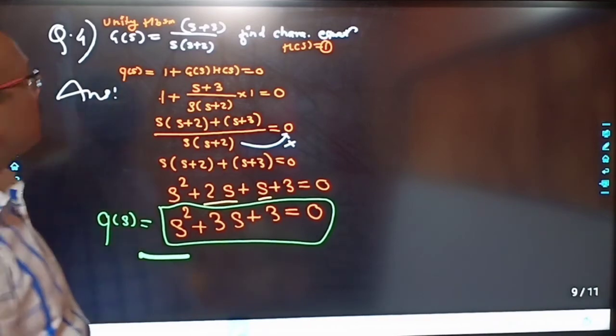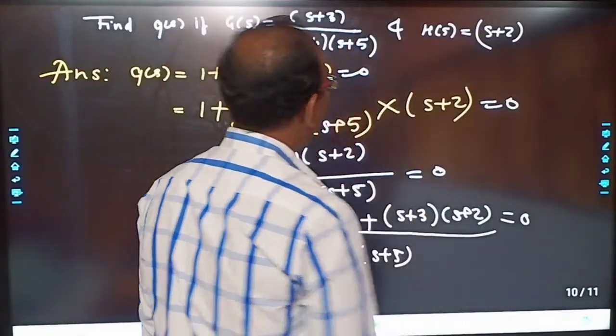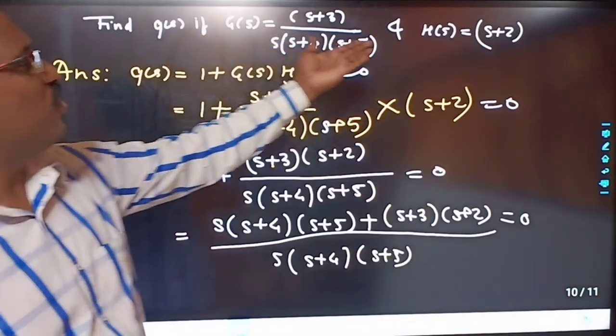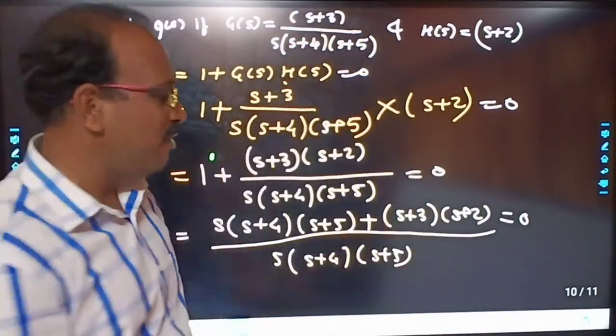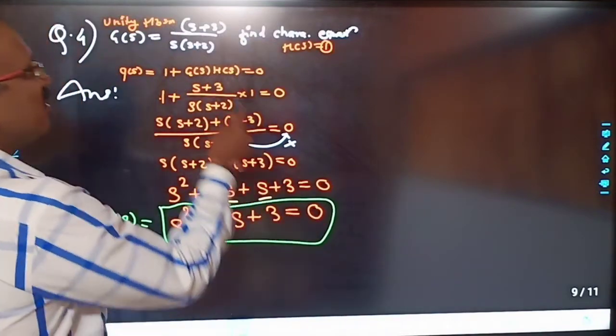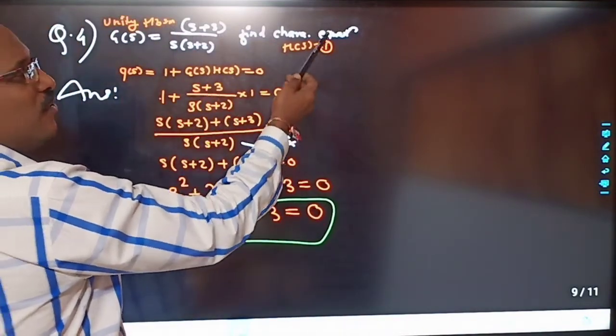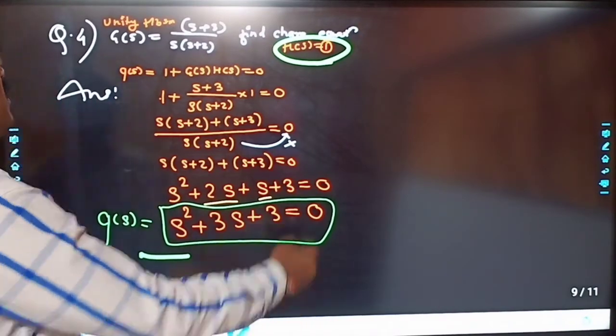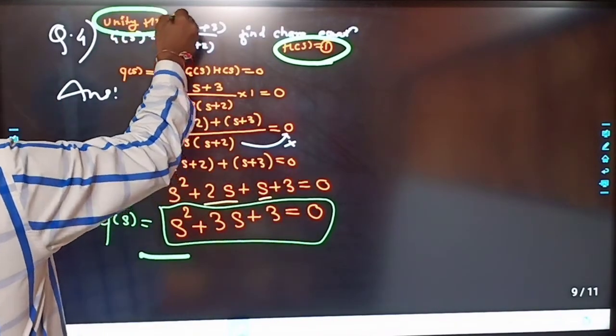So this is question number 4. Then next we consider one more, where both G of s and H of s are given. In the previous case, only G of s was given and H of s was not given, so what did we consider? We considered H of s equal to 1. That is called a unity feedback system, as I mentioned here.